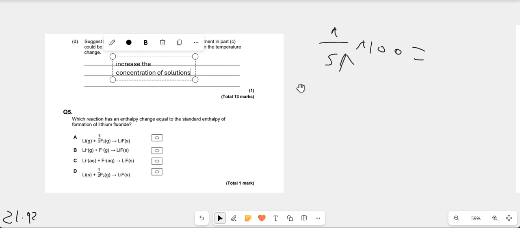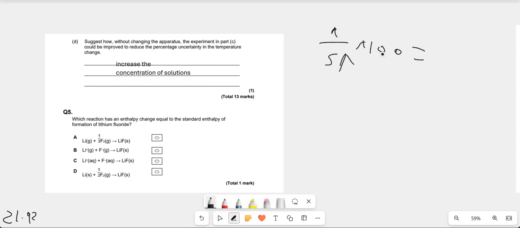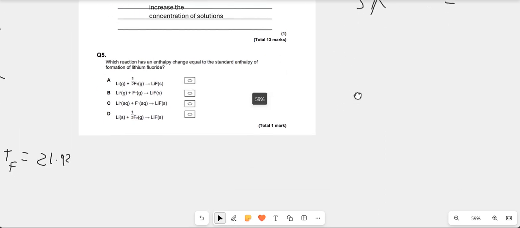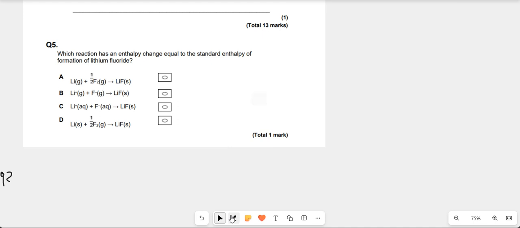So I increase the concentration of solutions, then therefore I'm going to have a higher temperature, and then a higher temperature would therefore mean that the uncertainty would decrease, because the thing you measured would be increased. Which reaction has the enthalpy change equal to the standard enthalpy of formation?